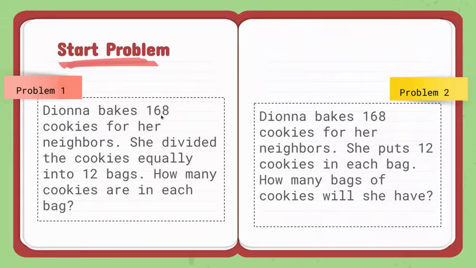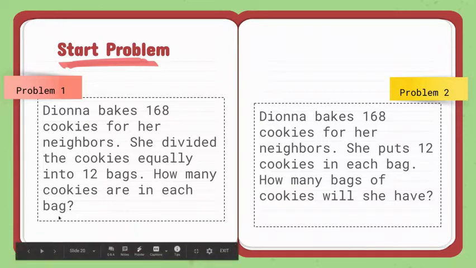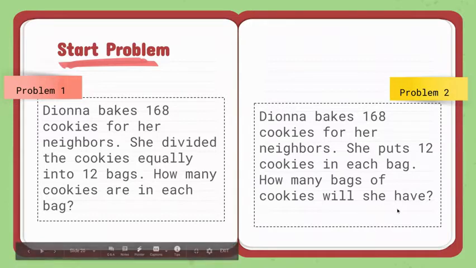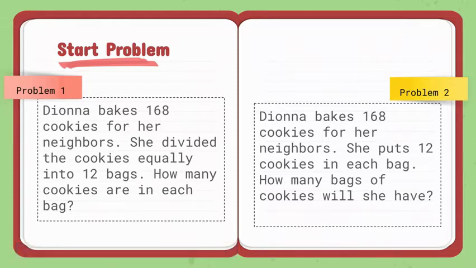All right, problem 1. Deanna bakes 168 cookies for her neighbors. She divided the cookies equally into 12 bags. How many cookies are in each bag? Problem 2. Deanna bakes 168 cookies for her neighbors. She puts 12 cookies in each bag. How many bags of cookies will she have? Which problem do you have to find how many groups there will be? And I want you to solve problem 2.